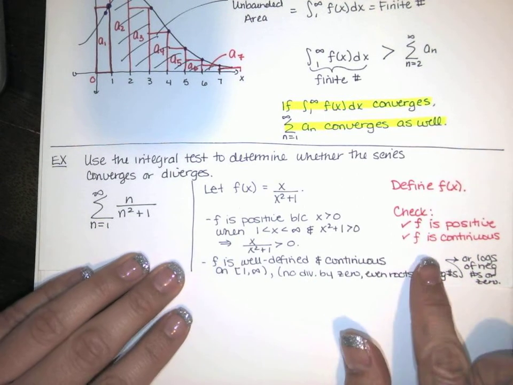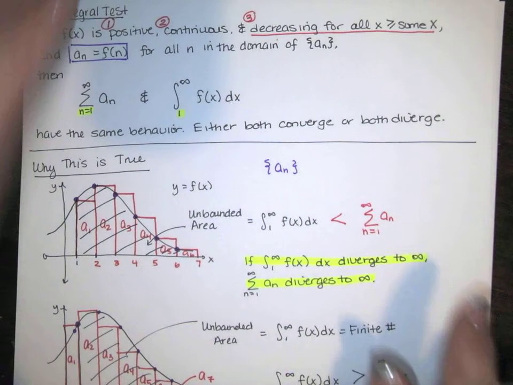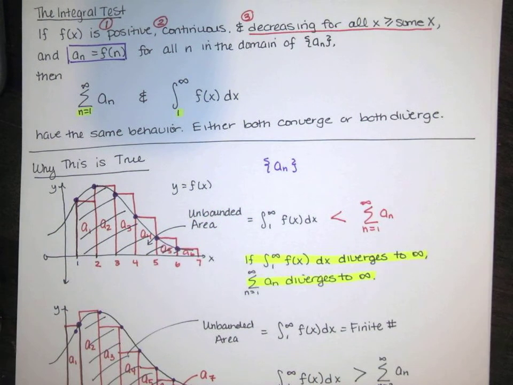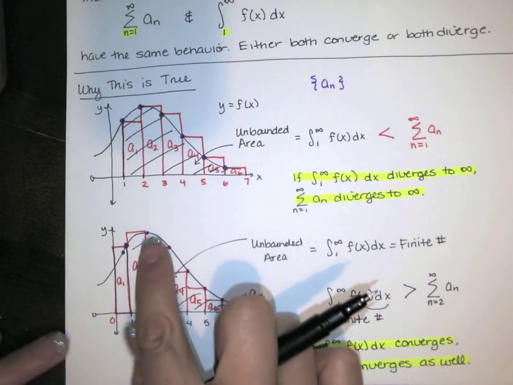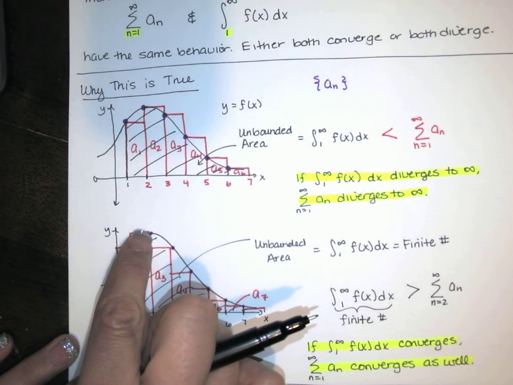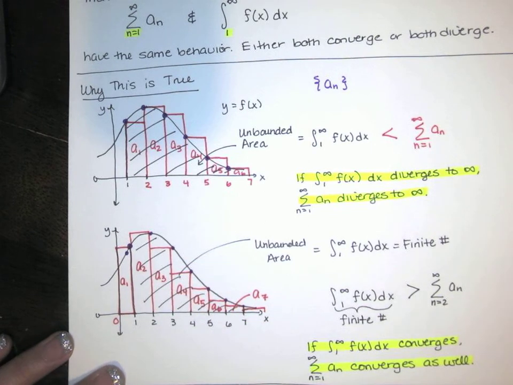So we check the first two things. The last thing is probably the hardest part to check. We want to check to make sure that this function is decreasing for all x greater than some particular x. So it does not have to be decreasing the whole time. It just has to be decreasing once we get to a certain point. And then we want the slope to be negative after a certain point.